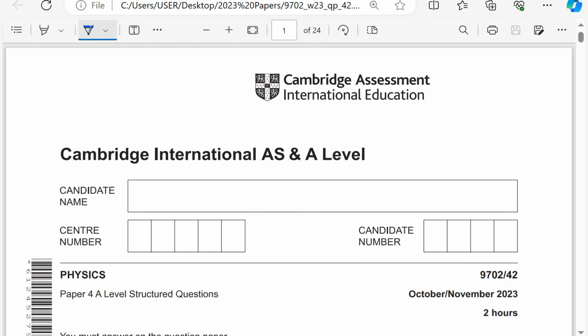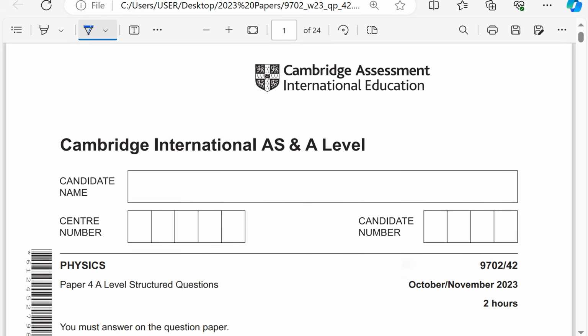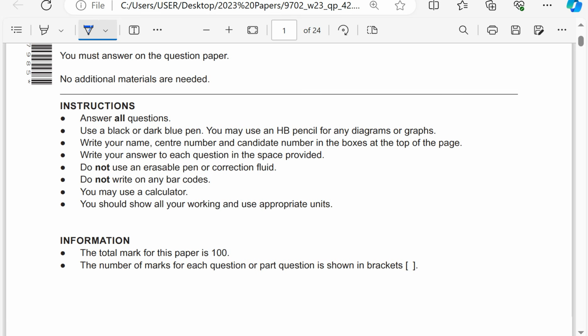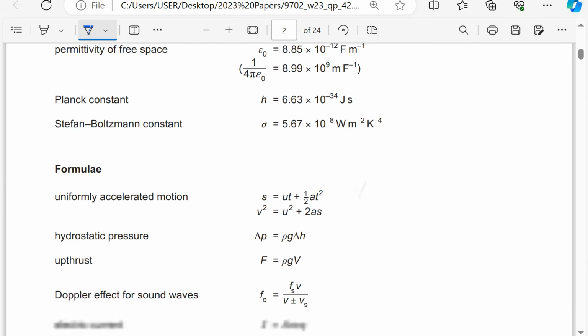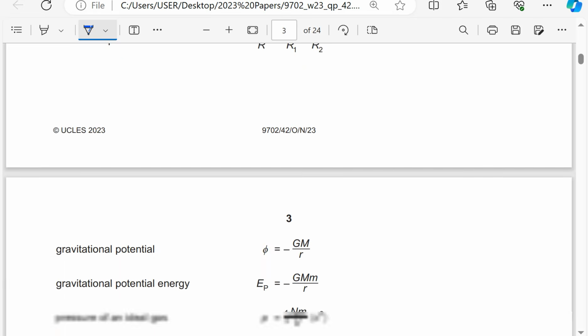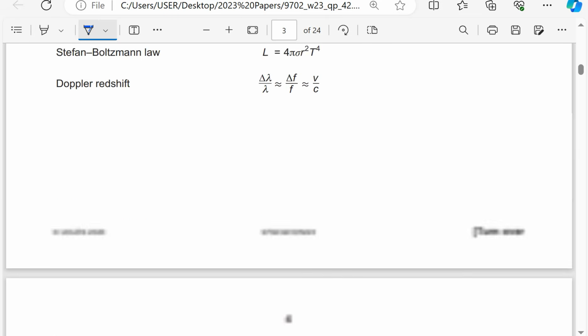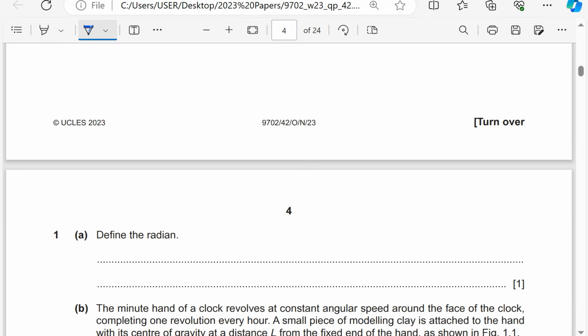So this is the question paper. You can download the question paper and follow through with the video. It is 9702, and this is paper 4.2. The paper is 2 hours. I'll try to solve it as fast as possible. I'll not look at the formula or the constants because I am very sure you are now used to the constants. So let's start. Question number 1, define the radian.